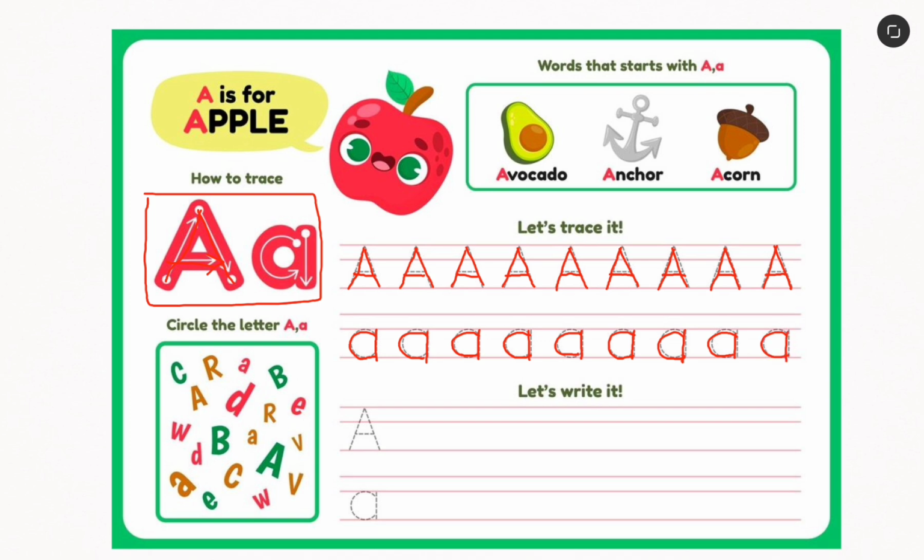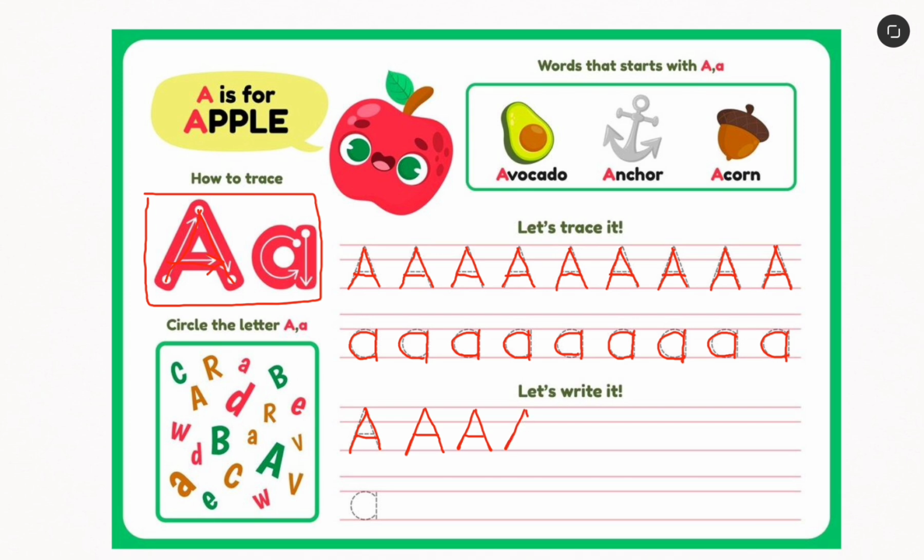Very good. So now that we have traced it, let's try to write it ourselves without the help of the tracing sketches. Okay, so I have capital A. Now I have to write it myself. So top, bottom, left, right. Okay.